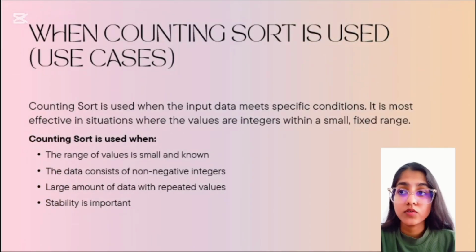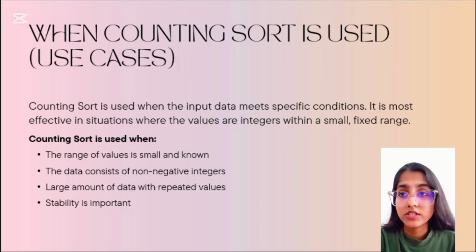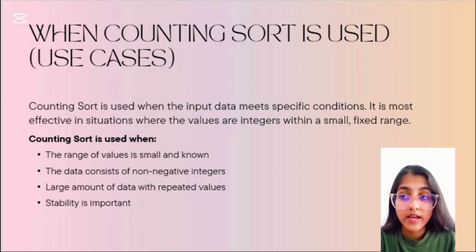Now I'll explain to you about when counting sort is used. Counting sort is used when the input data meets specific conditions. It is more effective in situations where the values are integers within a small fixed range. Counting sort is used when the range of values is small and known. If the maximum and minimum values are limited, counting sort becomes very fast. As an example, exam marks lie between 0 and 100, student grades are between 0 and 10, and ratings are between 1 and 5 stars.